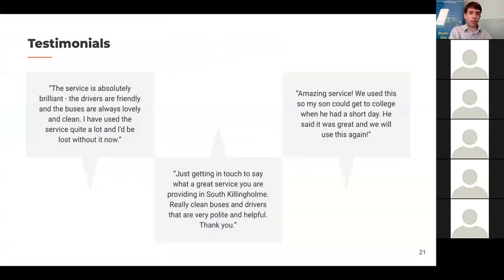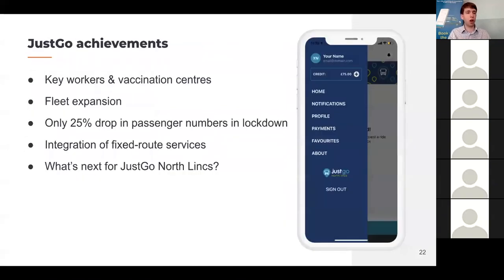Well, we received lots of testimonials and comments from our passengers by letter, telephone, and social media. I've put 3 up on the screen there. I can't read these out, don't quite have time, but the common theme is always around the friendliness of drivers and the cleanliness of vehicles, which is really important during the pandemic, but it shows the overall picture and the overall positivity of the service.